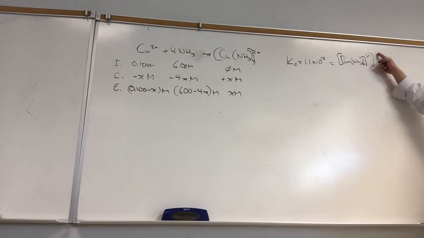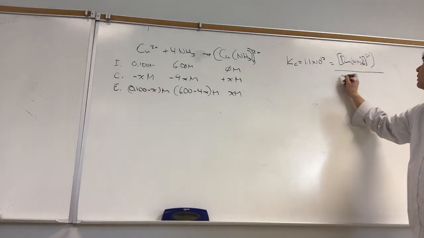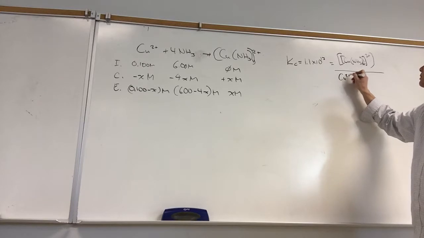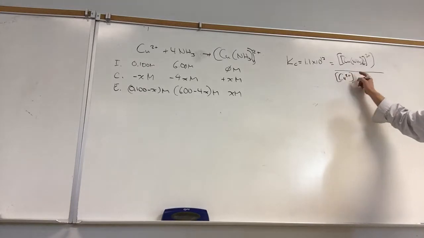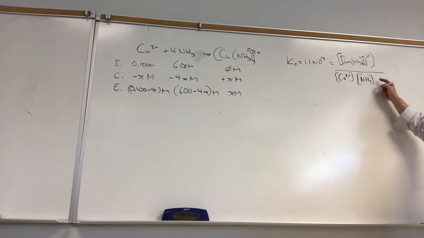Do we square this? No. This is going to be divided by the copper 2+ concentration, raised to the first power, since the coefficient is 1, and the ammonia concentration. A lot of people forget this, though. What do I need to do to the ammonia concentration? To the 4th power.